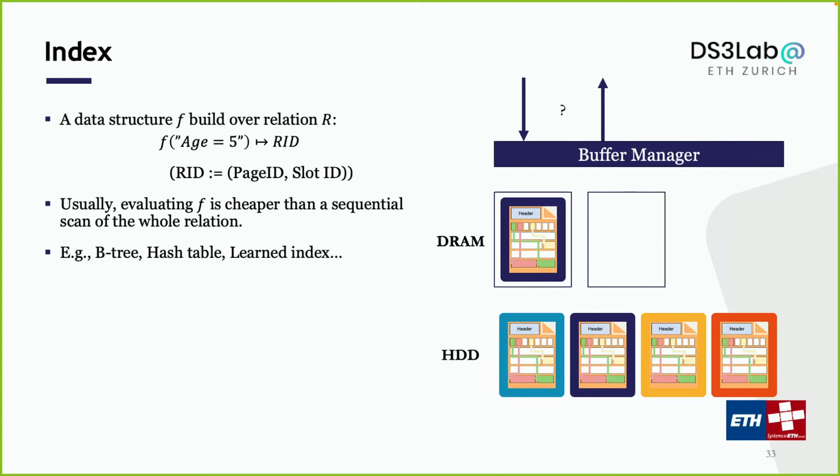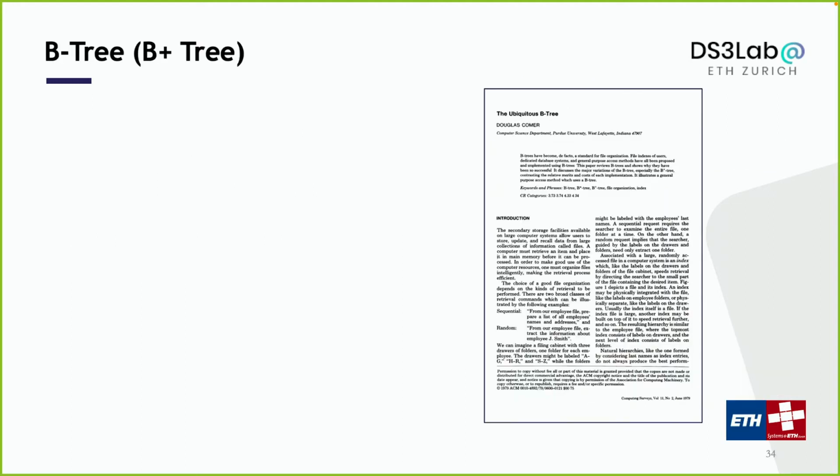There's nothing stopping you from training a neural network or some machine learning model to just learn that function. So this is the view of index. In this course, we are going to talk about 2 different, more traditional indices. One is the B tree, another is the hash table. So today, let's start from the B tree.